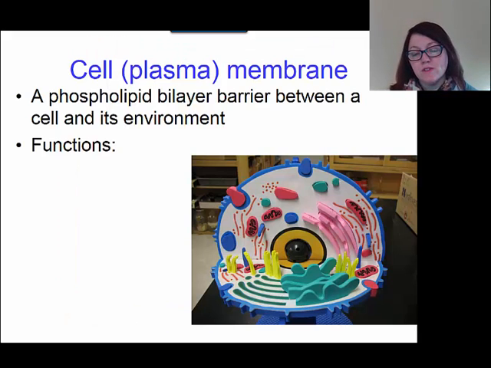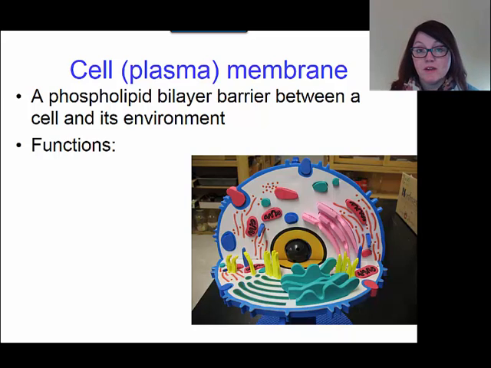That's what I want to talk about now, the cell membrane or the plasma membrane. Now the plasma membrane or cell membrane is a phospholipid bilayer that acts as a barrier between a cell and its environment. So we talked about phospholipids in chemistry. Phospholipids are a type of lipid, and they were unique because they had both hydrophilic and hydrophobic properties, and we will review that in just a little bit. But these phospholipids create a double layer barrier that keeps stuff inside the cell and keeps stuff outside the cell.